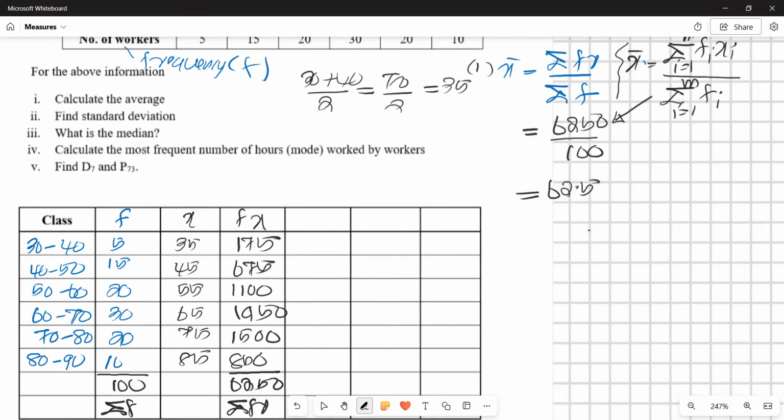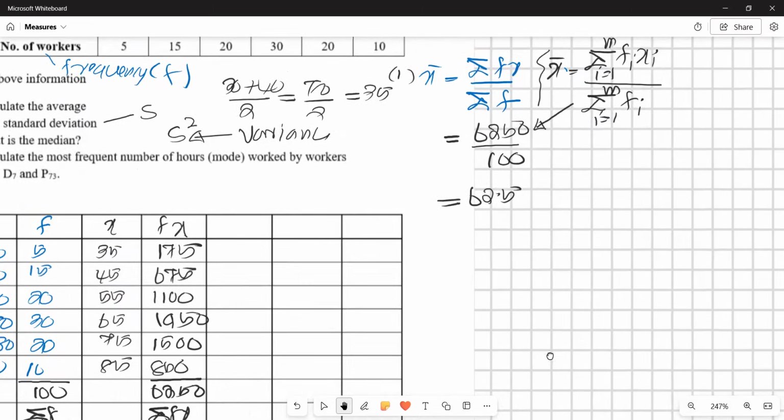Second part, we need to get the standard deviation. Standard deviation is S. To get standard deviation, we have to get S squared first, which we define as the variance. But for variance there are two formulae, right? Some people divide by n, some people divide by n minus 1. According to your lecturer, you have to follow the corresponding formula.